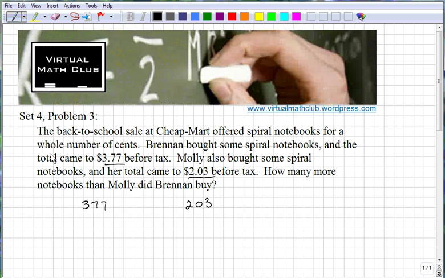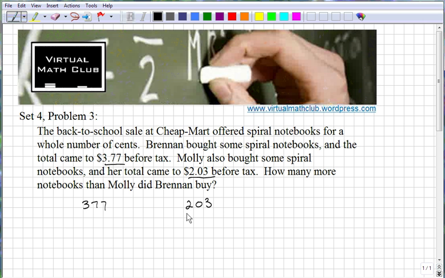And we know that the notebooks cost a whole number of cents, and we know that Brennan bought a whole number of notebooks because they really wouldn't sell you half a notebook or a third of a notebook. Okay, you have to buy a whole notebook or nothing at all, right? So the number of notebooks is going to be a whole number. The number of cents per notebook is a whole number. So 377 has to be a product of two whole numbers.